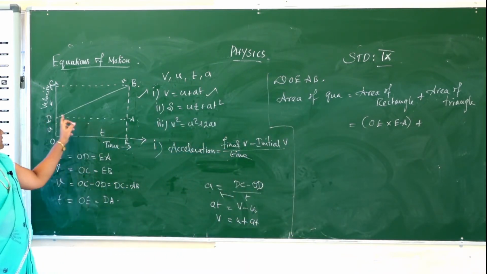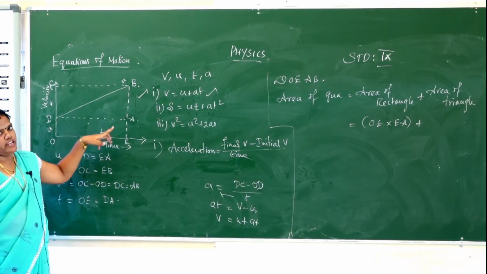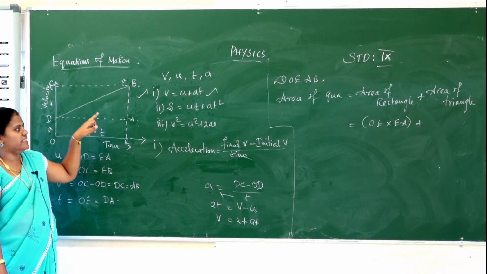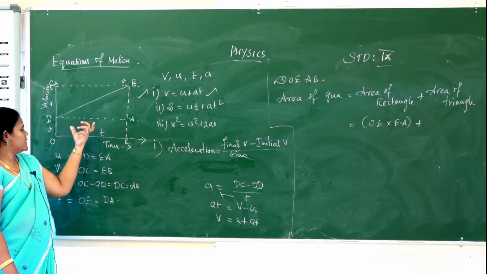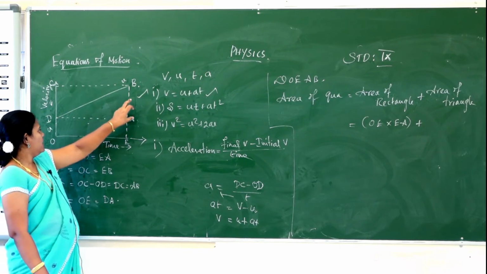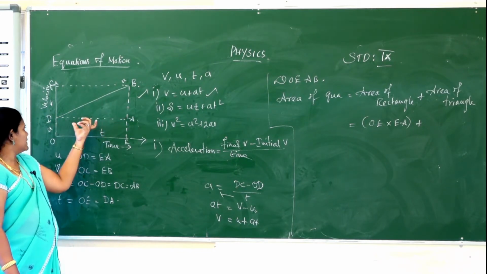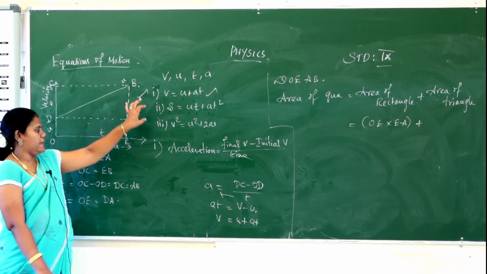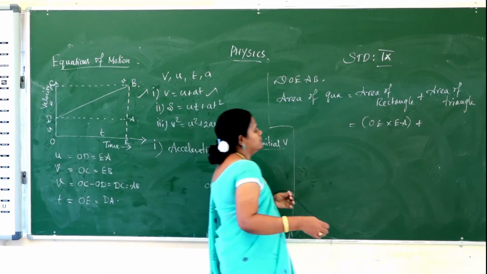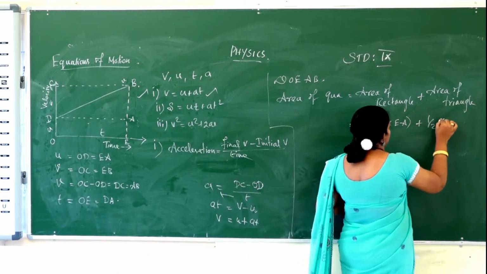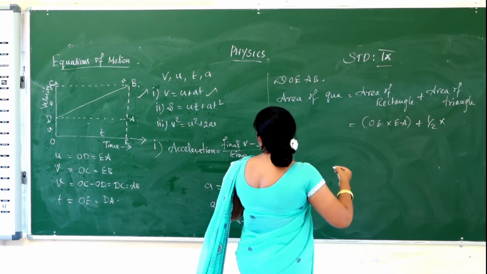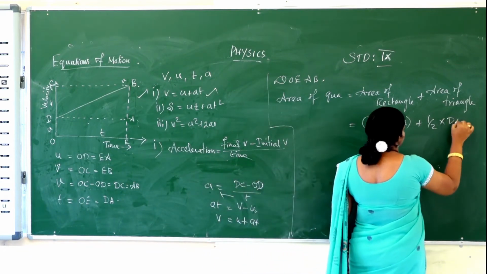What's the formula for area of the triangle? Half into breadth into height. The breadth is DA and height is AB. So half into DA into AB.